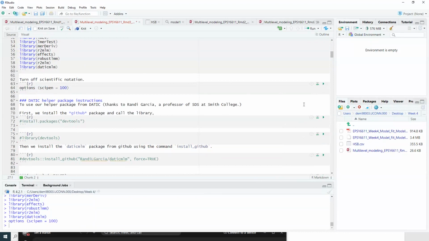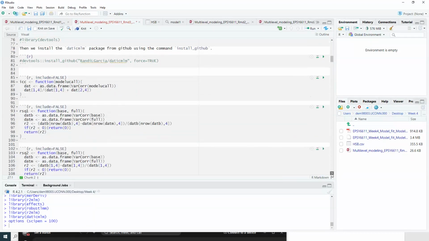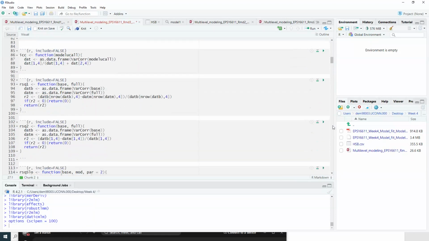And then, actually, I think I've already installed all of this stuff, so I don't have to worry about that. Okay. I also put some functions in here in case people don't have the Datic MLM stuff up and running. Each of these things is just a function that I wrote. Well, a couple of them Randy wrote, some of them I wrote. You can literally just copy this and put it into your code if you ever want to.